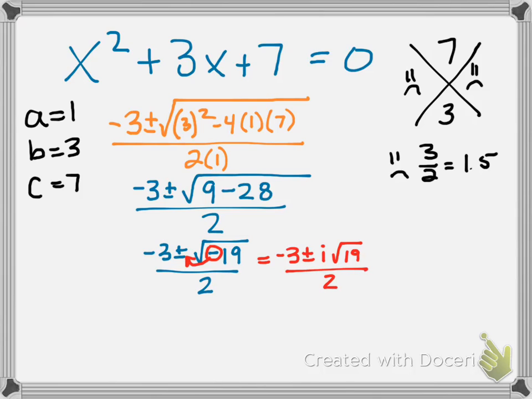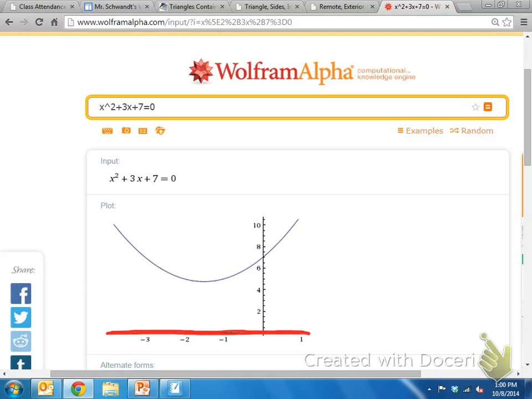So what does this look like as a graph? Let's go ahead and take a look at the picture. Okay, so notice how I use Wolfram Alpha. That's one of my favorite little search engines, and it does a great job of showing me how to factor an equation or plug it in to show me a picture. So this is what x squared plus 3x plus 7 looks like.